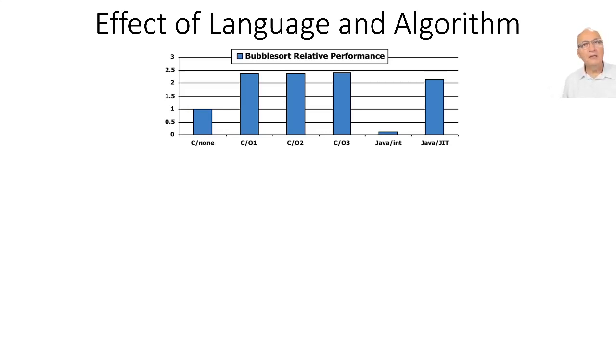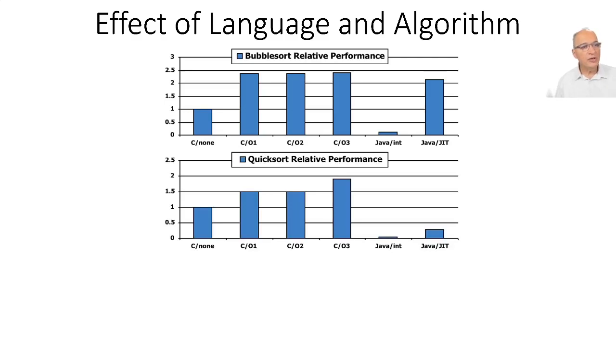Now, I told you when we started discussing the algorithm that bubble sort is not a very efficient algorithm. So let's look at another algorithm that is more complex than bubble sort. That's called quicksort. And let's look at the relative performance for all these different versions of C and Java for quicksort. And again, quicksort is a much more sophisticated and much more efficient sorting algorithm.